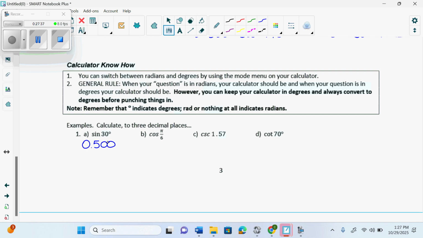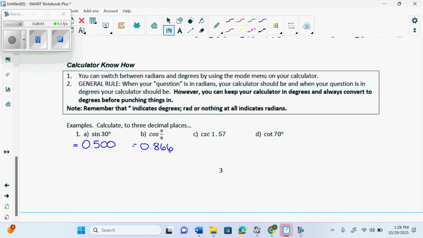So long gone are the days where your teacher resets your calculator and says, make sure you put it back in degree mode or you're going to get the whole thing wrong. It doesn't matter what mode you're in because you're going to have to switch it sometimes, right? So if I go cos pi over 6, I get 0.866.